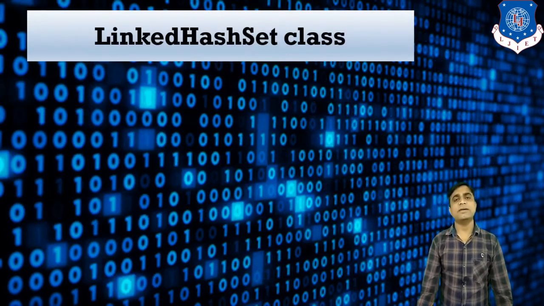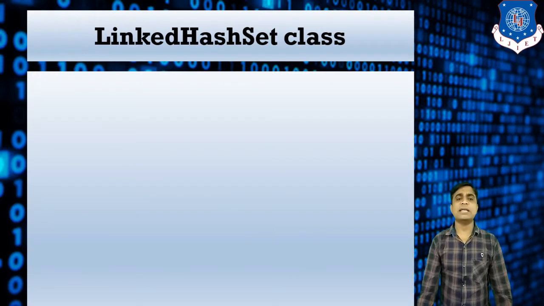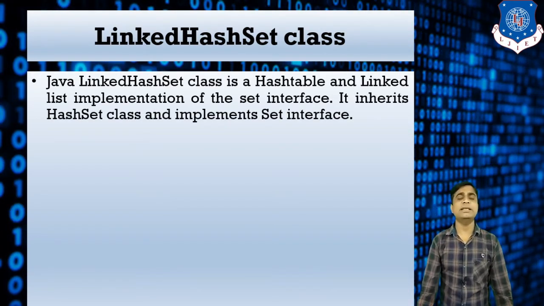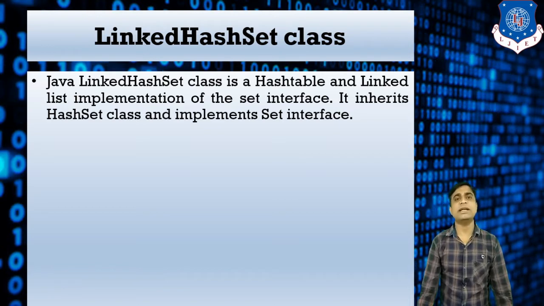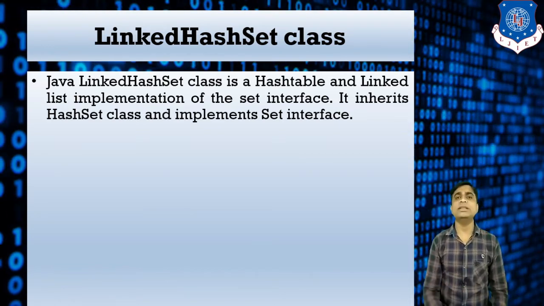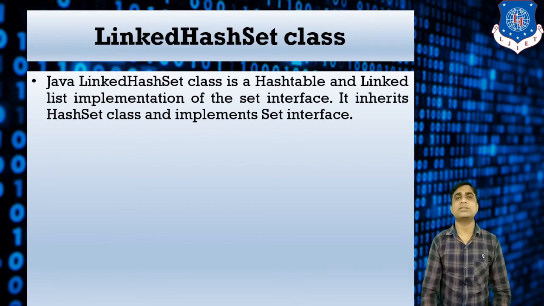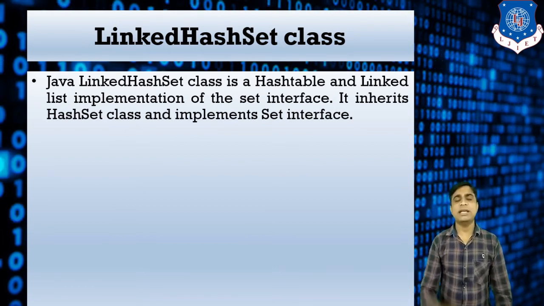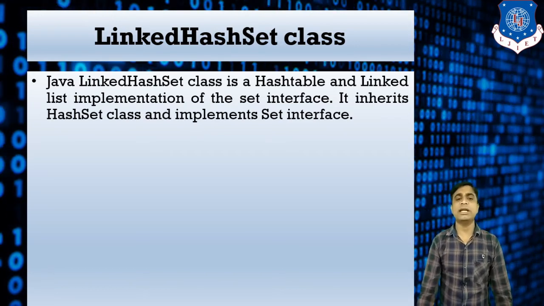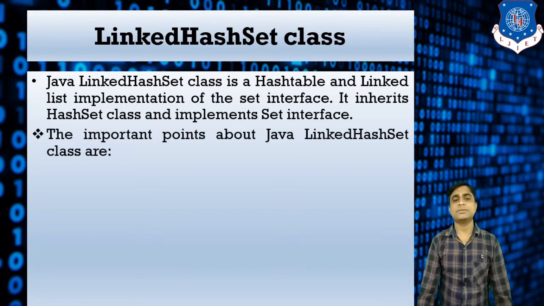Now the next one is LinkedHashSet. Now this particular class is a hash table and linked list implementation of the Set interface. As in a linked list, there are two fields, info and the link field, that stores the address of the next data. You can implement that type of structure, and it inherits the HashSet class and implements the Set interface.